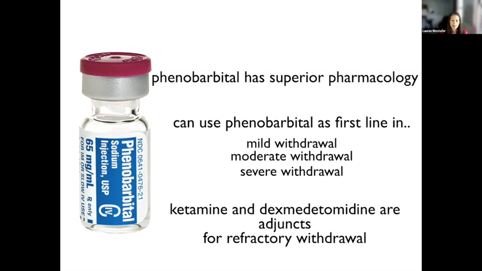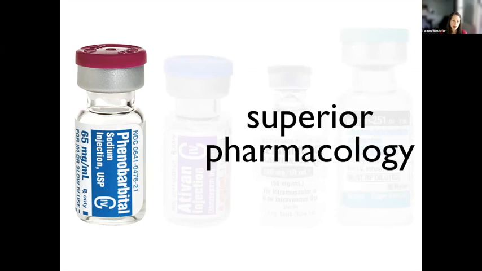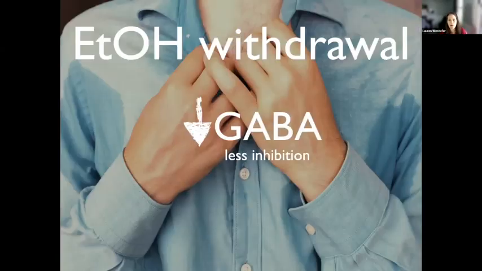The other thing is that ketamine and dexmedetomidine, they are merely adjuncts. People get excited about them, but they're really adjuncts to a benzo first type of algorithm. And so they're really for use in refractory withdrawal that the benzos just aren't touching adequately. All right. I said phenobarbital has superior pharmacology, but I am a methodologist. I believe in EBM, so we're going to talk about why.